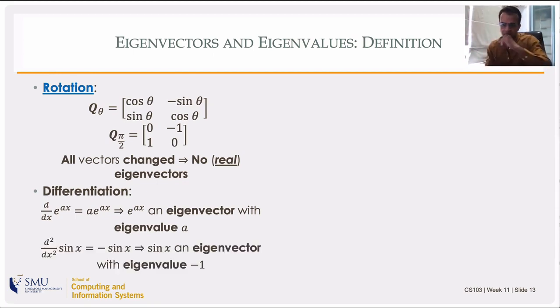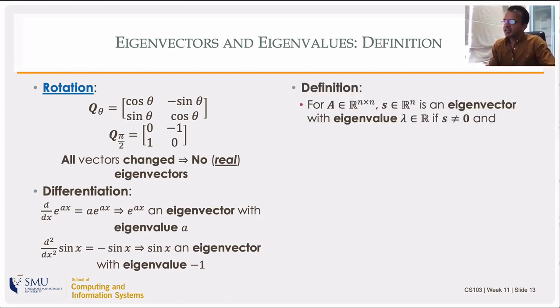Similarly, if you think of the second derivative of a trigonometric function like sine x, it is just minus sine x, so you get sine x back with an eigenvalue of minus 1. So sine x is an eigenvector of the second derivative with an eigenvalue of minus 1.